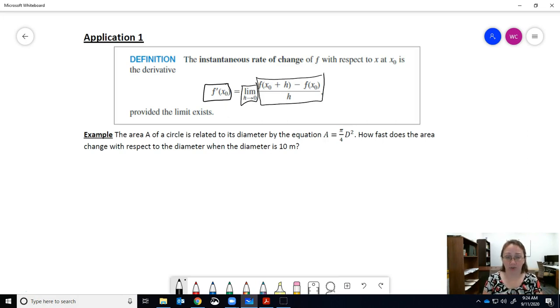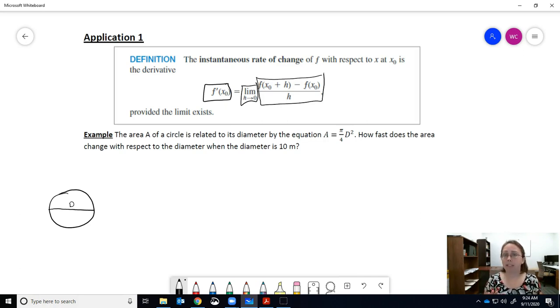The area A of a circle, so let me draw you a circle. So here we have a circle. It is related to its diameter. Remember, diameter is the line that goes all the way across. Area is how much is inside, and the diameter d is how far across you are. So the area of a circle is related to its diameter by this equation. This is just a formula for area, where you might be used to seeing r. We're doing it in terms of diameter here instead. Normally it would be pi r squared, but here, because we have diameter, we have to divide by 4. How fast does the area change with respect to the diameter when the diameter is 10 meters?